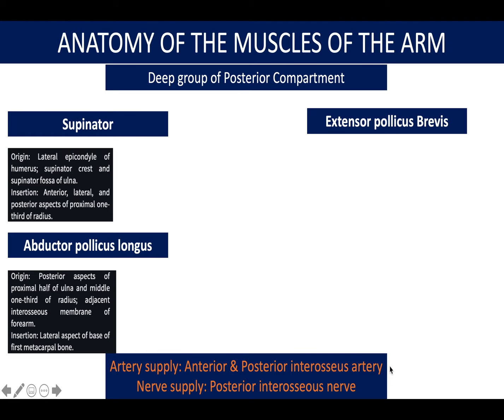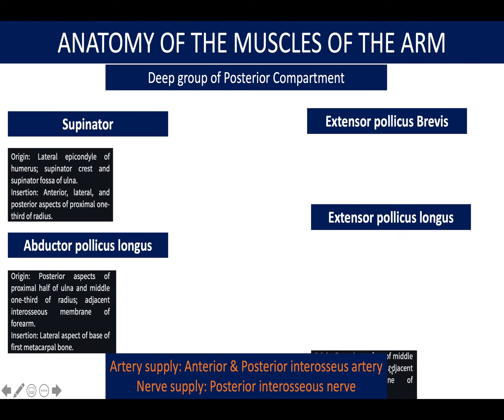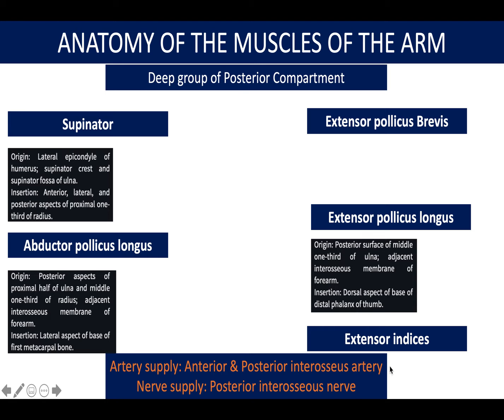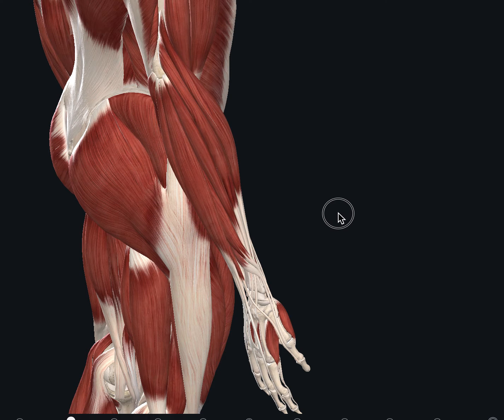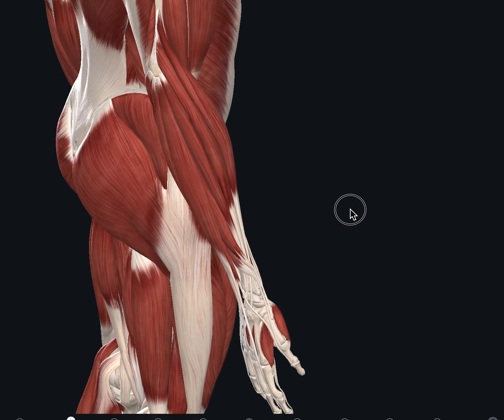The next muscle is extensor pollicis brevis. Now this function is extension. Then extensor pollicis longus, and last but not least, extensor indicis. Let's go and have a look at the 3D model of how they look on screen. The deep posterior compartment of the forearm muscles.